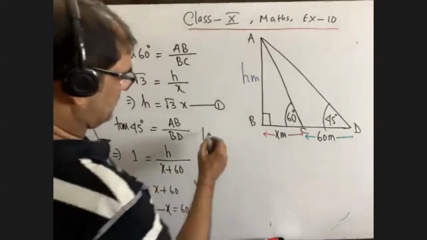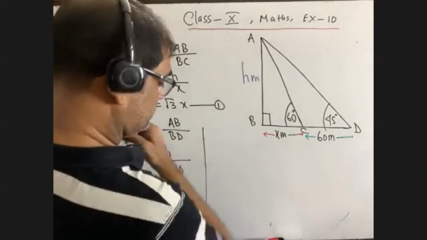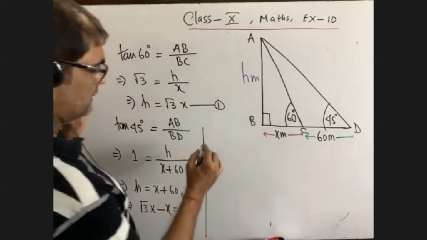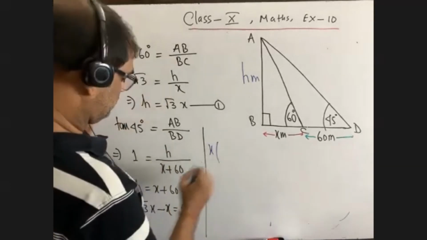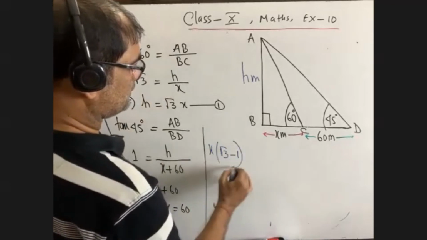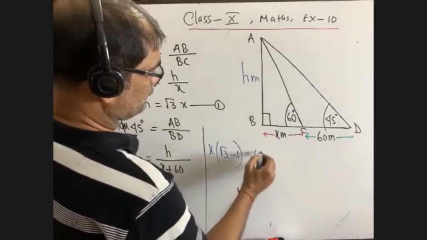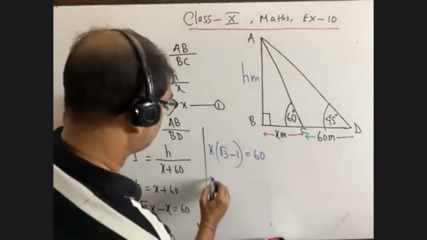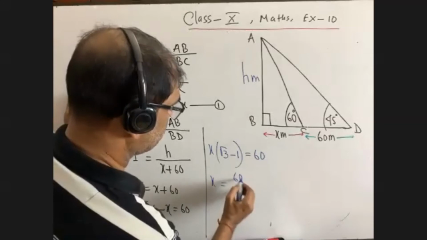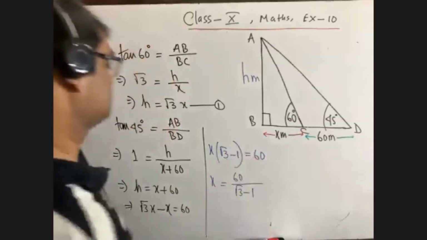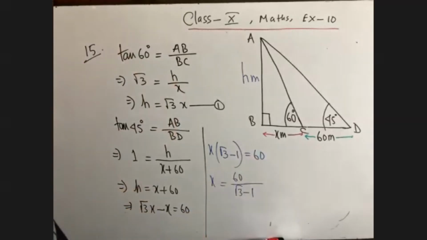Now you take x common. If I take x as common, then we are left with x root 3 minus 1 is equal to 60. That means x equals 60 divided by root 3 minus 1. Use the calculator, or you just keep it like this. This is the value of x, not a matter.